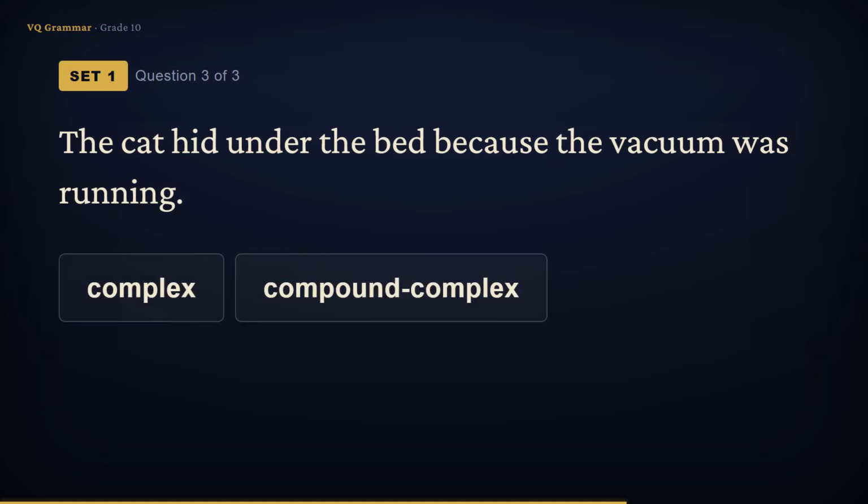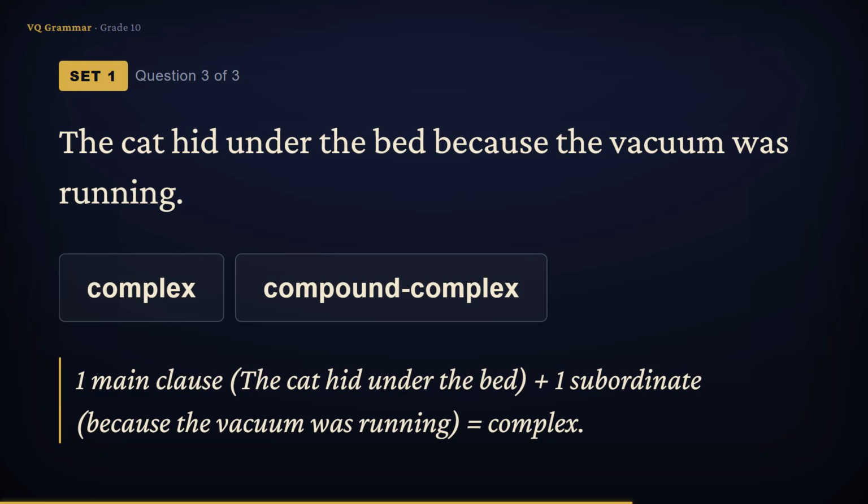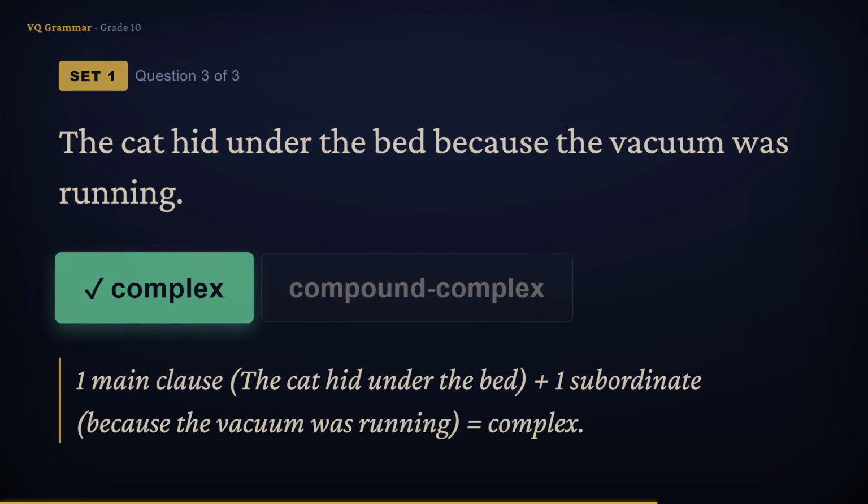The cat hid under the bed because the vacuum was running. The cat hid under the bed is a complete thought, so that's a main clause. Because the vacuum was running cannot stand alone, so that's subordinate. And notice it comes last this time with no comma. 1 main, 1 subordinate. The answer is complex.